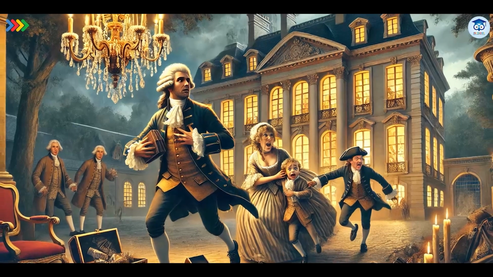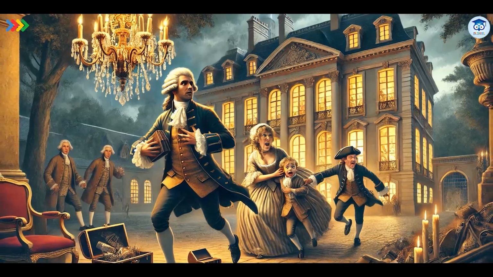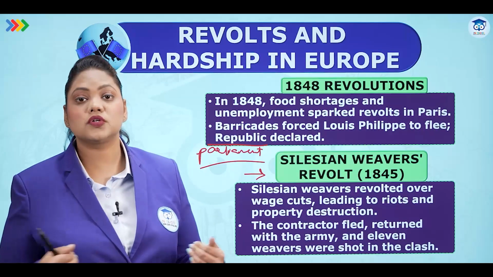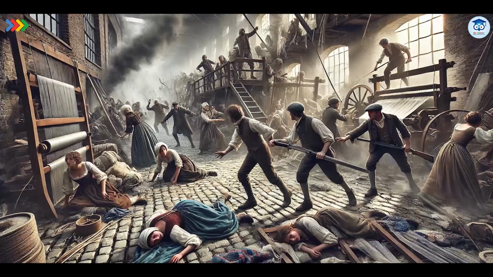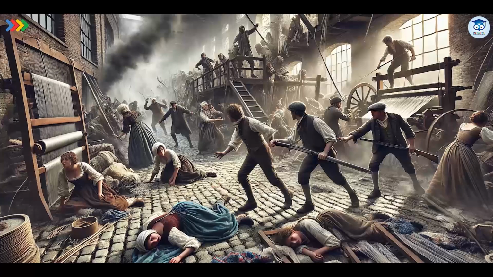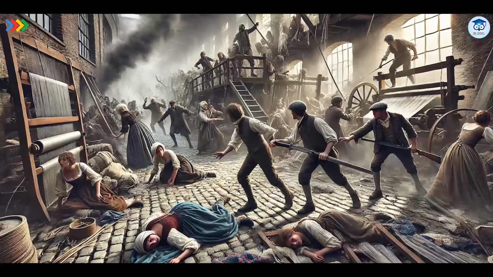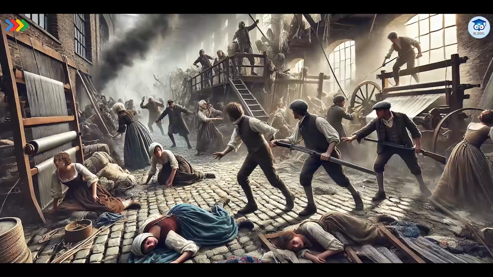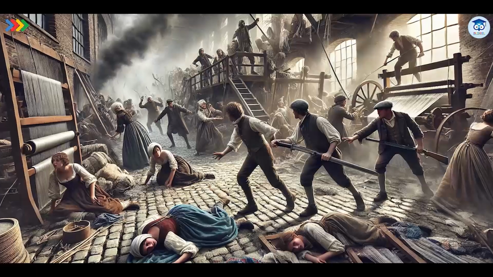He went to another village, the same village where there were Silesian weavers, but he was not accepted in the village. Why? Because the villagers were together in this revolt. And then the contractor went away, got an army and came back to attack these weavers. And because of the weapons, he could suppress this revolt. And he killed more than 11 weavers in that clash.